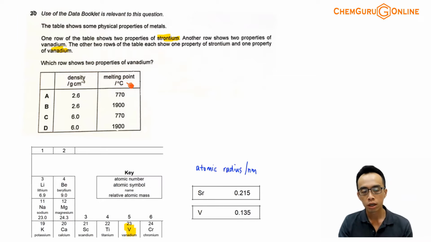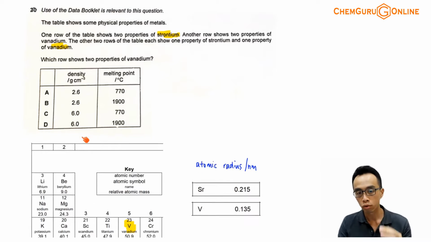Then melting point, there are also two options, 770 versus 1900. Again, what I'll have to do is compare between these two metals, which one has a higher melting point. So essentially, it's just comparing these two metals: which one is denser, which one has a higher melting point. Then we decide which will be most relevant for vanadium, correct? So the idea is that.